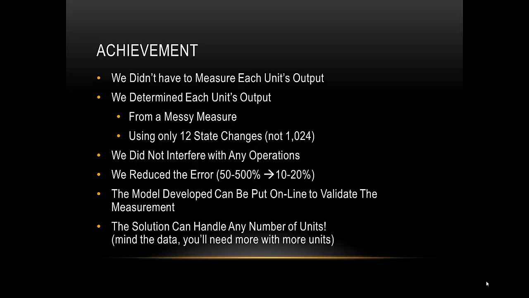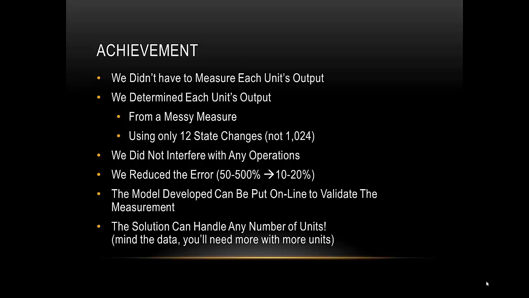We did not interfere with any operations. In other words, we didn't have to shut down all units and run one of them, and then shut down all units and run a different one, or to divert the production over to some other location. We reduced the error from 50 to 500% down to 10 or 20. That's pretty good. And with some more data, we could probably get that even lower. More states than 12, longer durations at each state. We could probably get that down much lower yet.